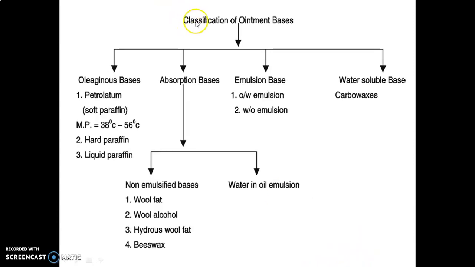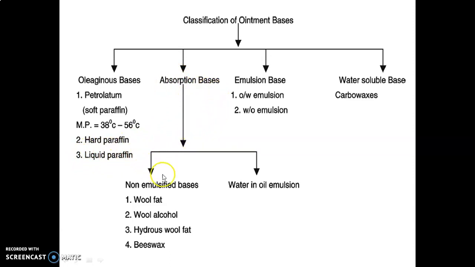Next, we will discuss the classification of ointment bases. There are four main classes: oleaginous base, absorption base, emulsion base and water soluble base. In oleaginous base, the first type is petrolatum, that is soft paraffin, which has a melting point of 38 degrees Celsius to 56 degrees Celsius. The second is hard paraffin, and the third is liquid paraffin.